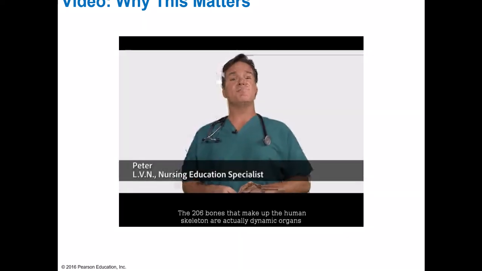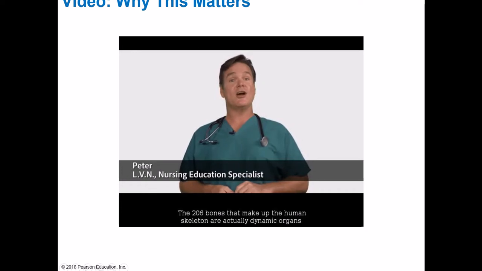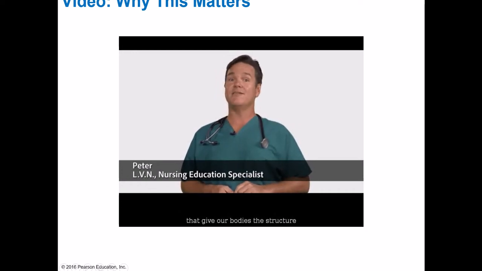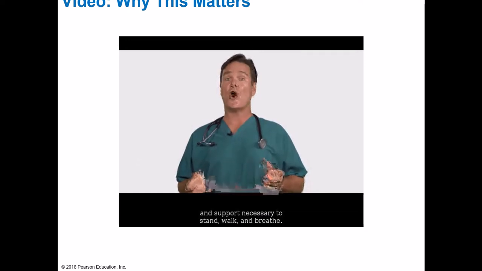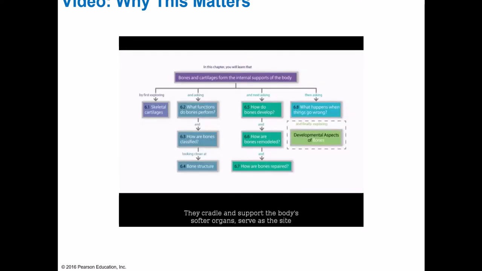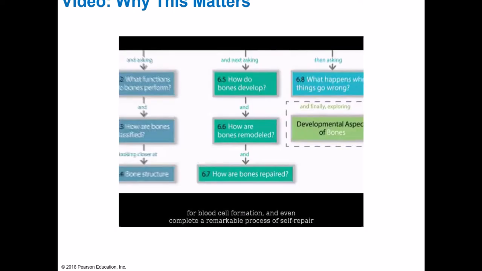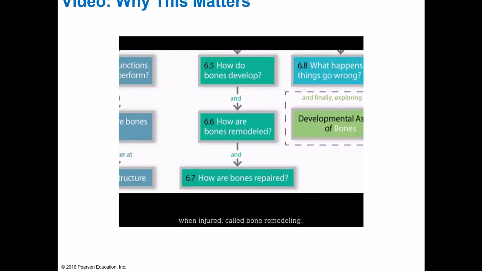The 206 bones that make up the human skeleton are actually dynamic organs that give our bodies the structure and support necessary to stand, walk, and breathe. They cradle and support the body's softer organs, serve as the site for blood cell formation, and even complete a remarkable process of self-repair when injured, called bone remodeling.